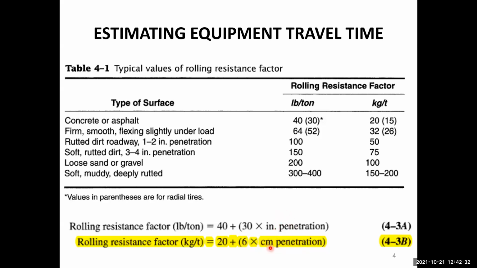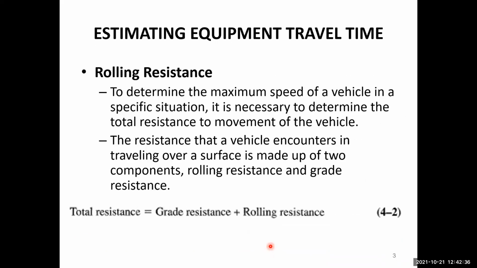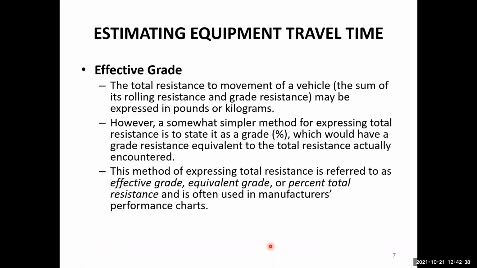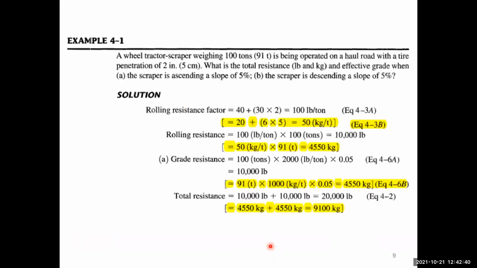So 6 multiplied by the centimeter of the penetration. Therefore, let's go back to this example, which has about 5 centimeter penetration. What is the total resistance in kilogram and effective grade when the scraper is ascending a slope of 5%, or on the other hand, when the scraper is descending a slope of 5%?